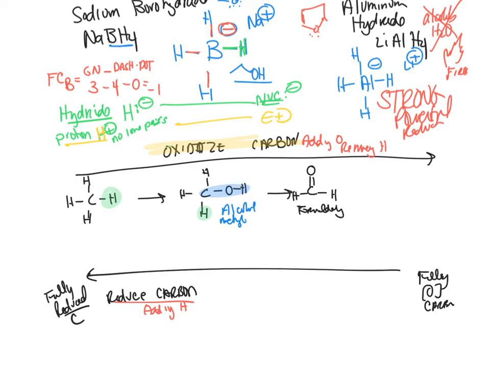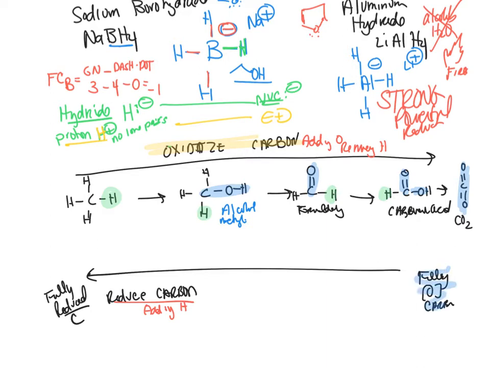And then do we have another hydrogen? Yes, we do, because carbon's bonded to 4 things. So we can remove that and replace it with an oxygen. Now we have a carboxylic acid. And then do we have another hydrogen? We do. And we can replace that with an oxygen, which is carbon dioxide. So just exhale, and you have carbon dioxide. That is fully oxidized carbon if you take a methyl.